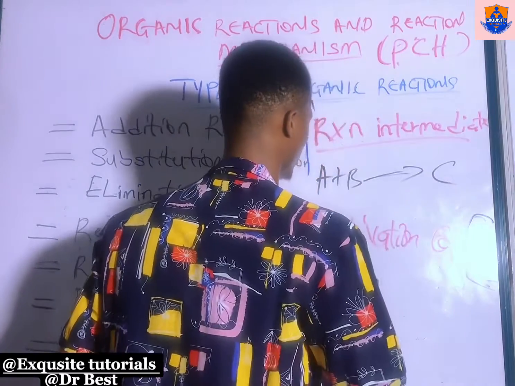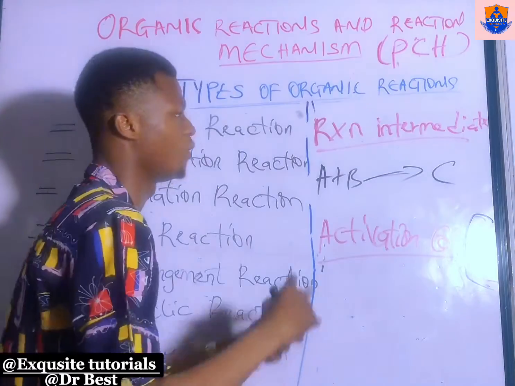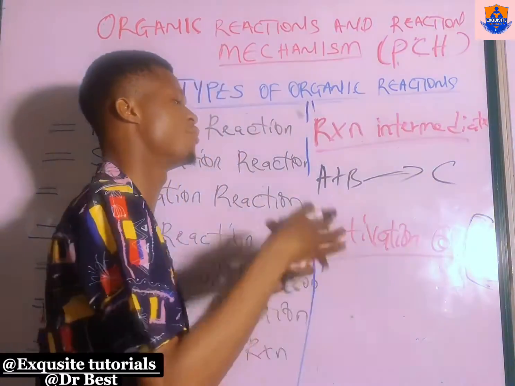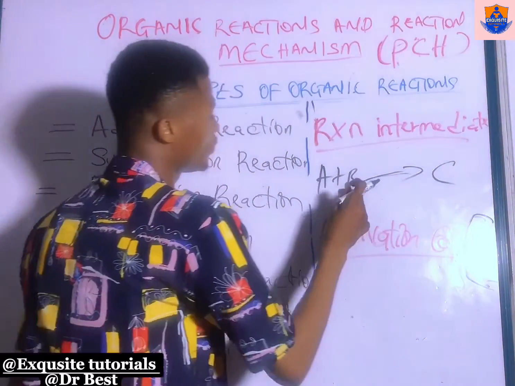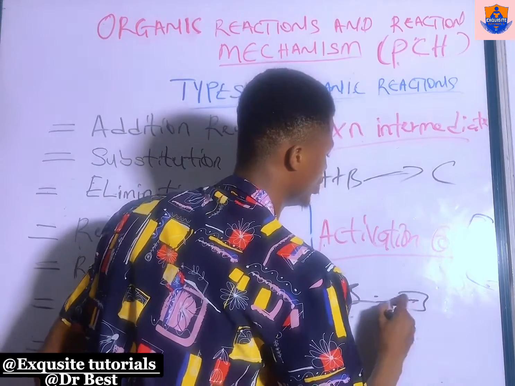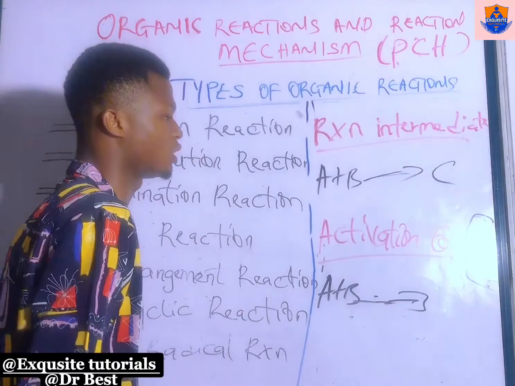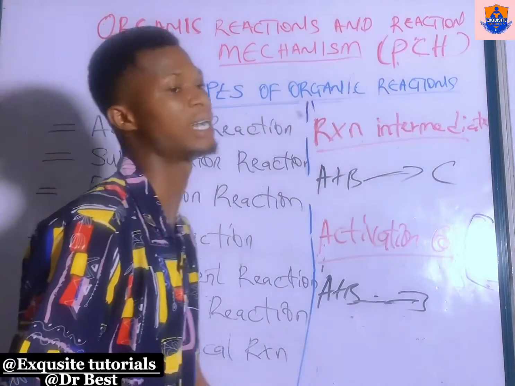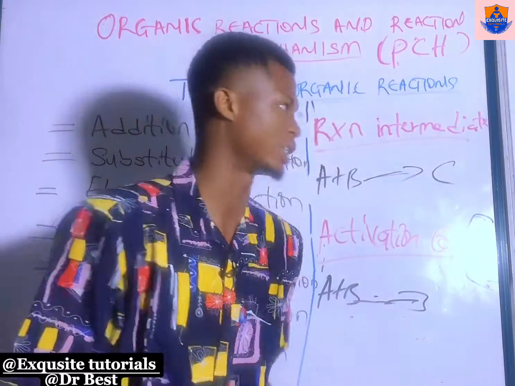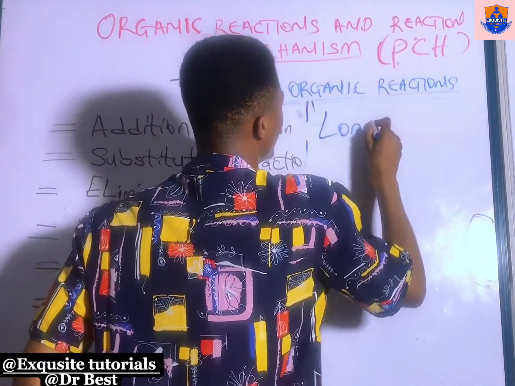Activation complex. You are going to come across most of these words during reactions. Activation complex is the sum of all possible intermediates involved in a chemical reaction. Let's say, for example, we have A plus B equals C. All the intermediates that form before the product is formed are together regarded as the activation complex of that particular reaction.